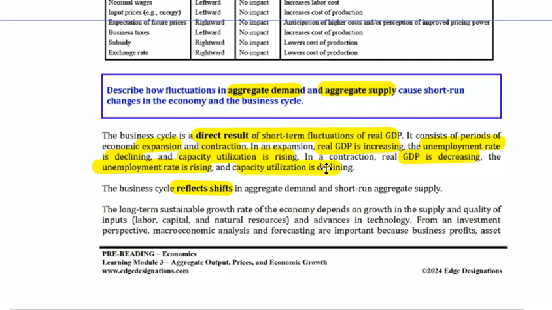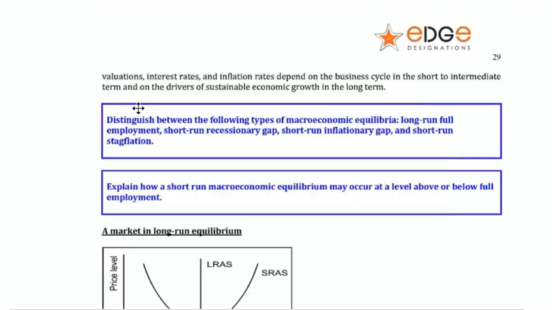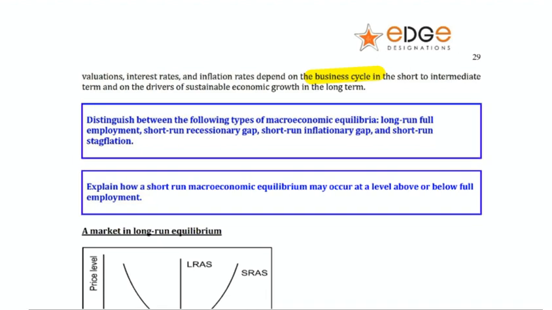Long-term sustainable growth rate in the economy will depend on growth in the supply and quality of inputs. What are our inputs again? Labor, capital, natural resources, as well as advances in technology. From an investment perspective, macro analysis and forecasting become important because business profit, asset valuations, interest rates, and inflation rates will depend on the business cycle, at least in the short to intermediate term, as these will be key drivers for economic growth.